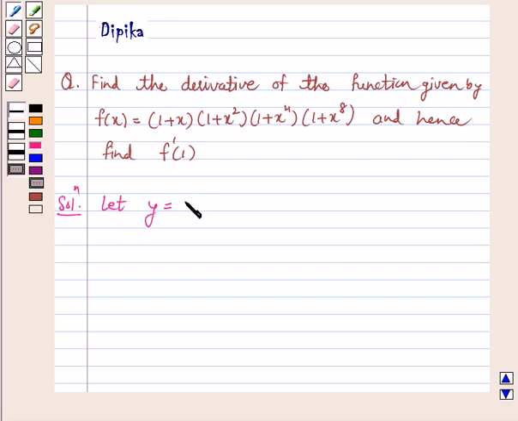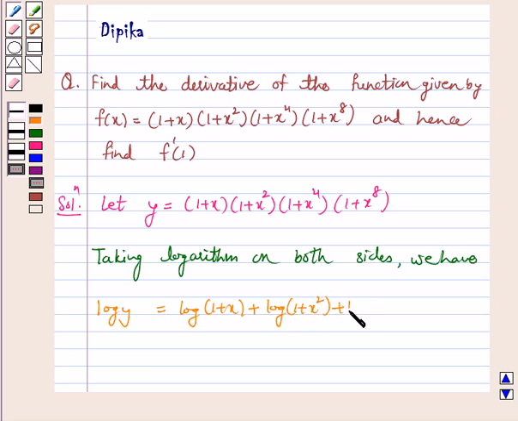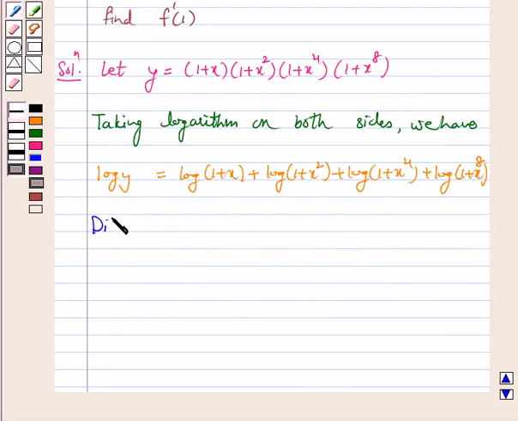Let y be our given function. y is equal to (1 + x)(1 + x²)(1 + x⁴)(1 + x⁸). So taking logarithm on both sides, we have log y is equal to log(1 + x) + log(1 + x²) + log(1 + x⁴) + log(1 + x⁸). Differentiate both the sides with respect to x.